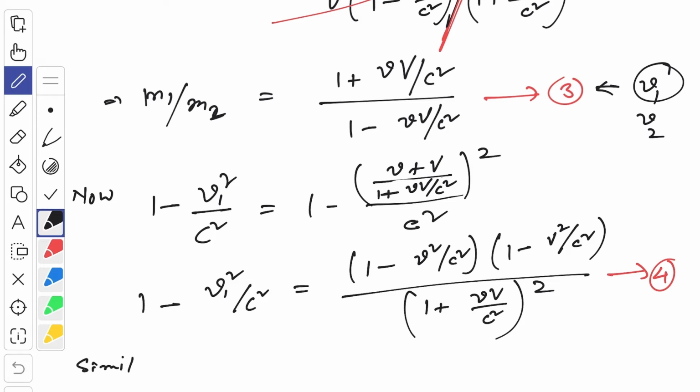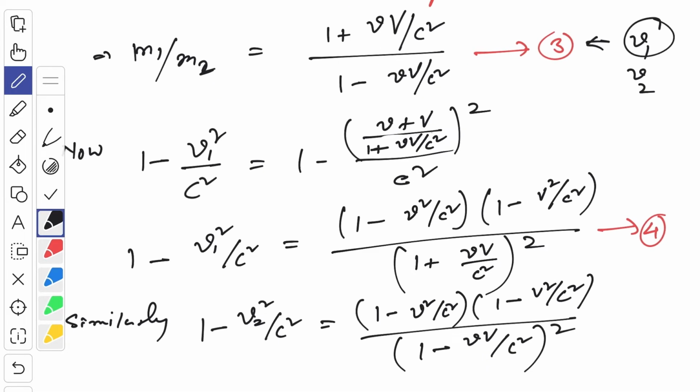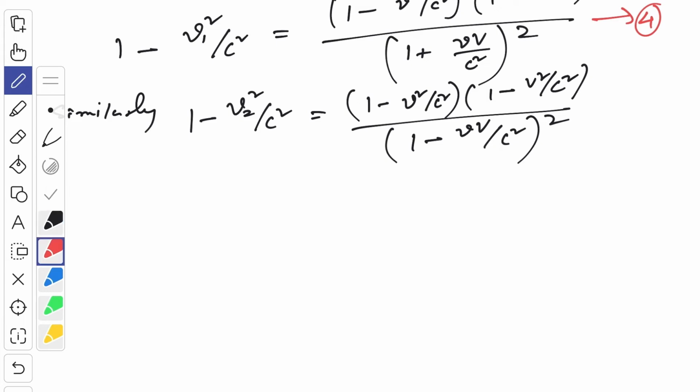So similarly we can find 1 minus small v2 square by c square. So here it will be 1 minus small v square by c square into 1 minus capital V square by c square whole thing divided by 1 minus small v into capital V by c square and whole square. That's what you will get. Now this is, suppose, equation number 5.